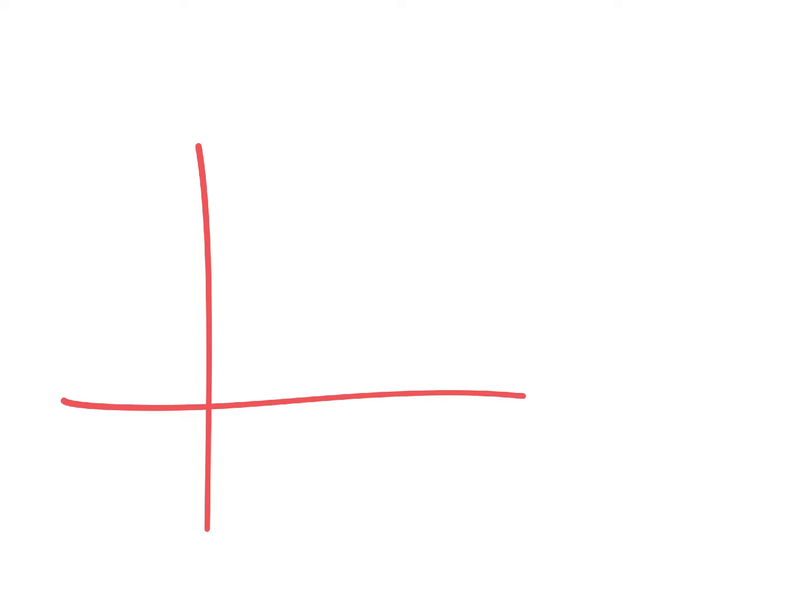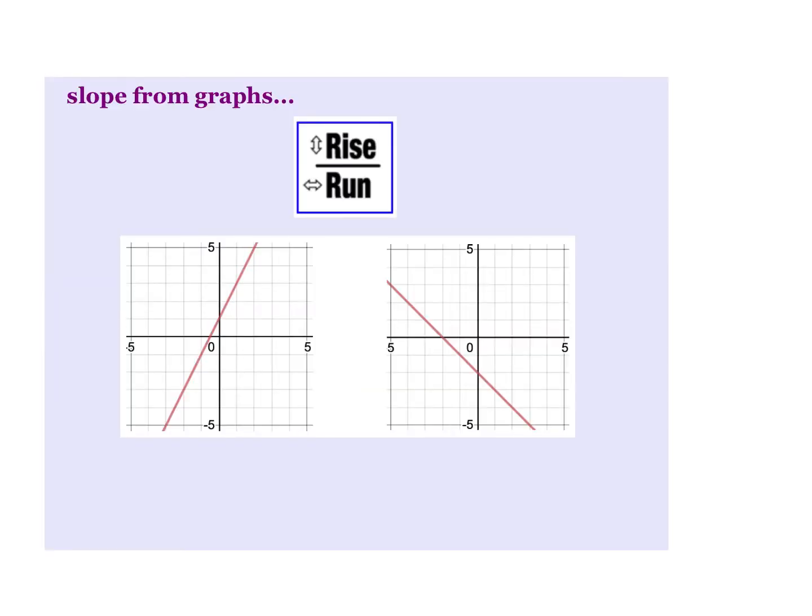So I'm going to give you one rapid fire speed round. Is that positive or negative? Positive. How about now? Zero. How about that? Negative. Okay, you get the idea.